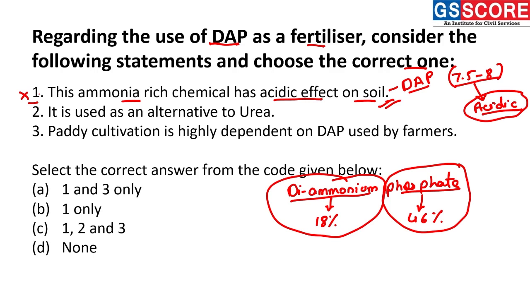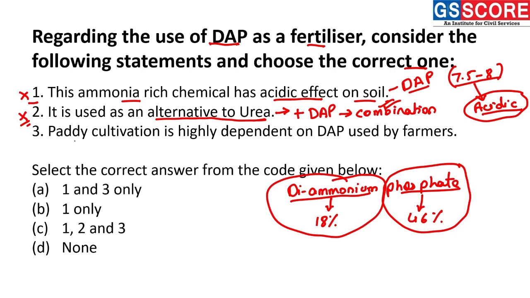Statement 2 can be seen. It is used as an alternative to urea. But in real conditions, we'll be saying the urea and DAP are applied together to the agricultural fields. They are applied together to crops like cereals, maize, other cereals, then millets, and various other kinds of agricultural produce where urea and DAP are applied together. Therefore, it is not an alternative, but it is a combination of DAP and urea, making this statement incorrect.